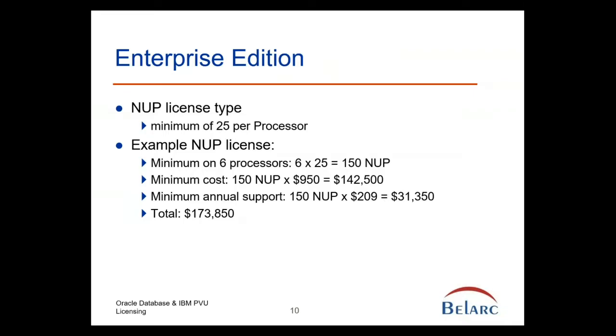The first method that you can use to license it is Named User Plus, NUP. You don't purchase the Enterprise Edition directly, you just have to purchase the appropriate number of named user licenses for the users that are using it. There's a minimum, which is 25 per processor. And even though this is the Enterprise Edition, that's per processor, not per core, because we're using the NUP basis of licensing.